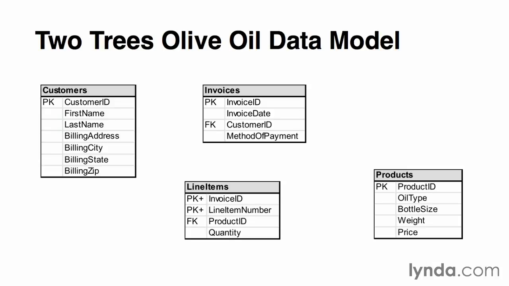One thing to note here is that I've settled on a camel case naming convention, so I'm not using any spaces in my table names or field names. Also notice that I've called out the primary key and foreign key fields from each table. And in the Line Items table, the invoice ID and line item number will form a concatenated key.